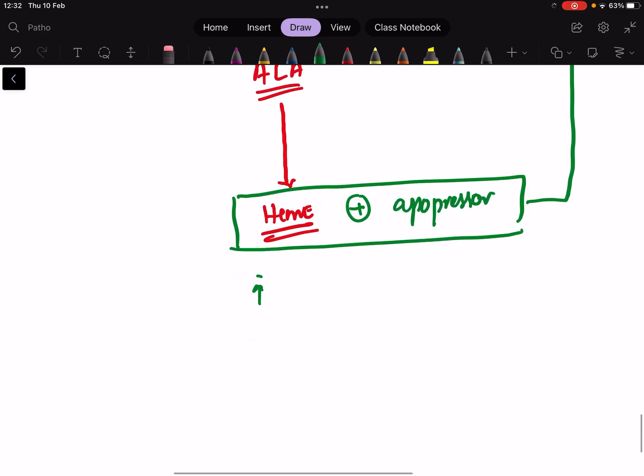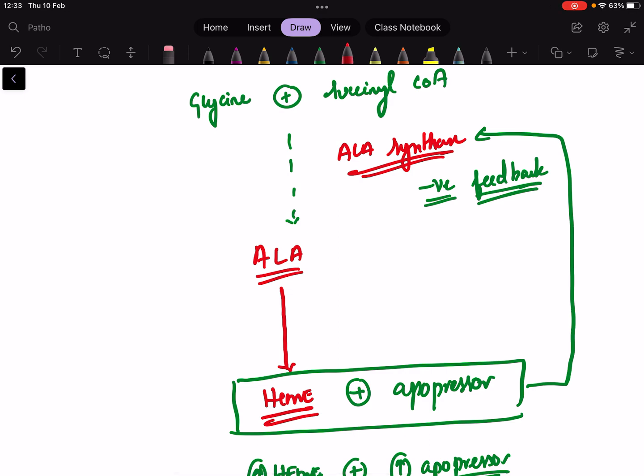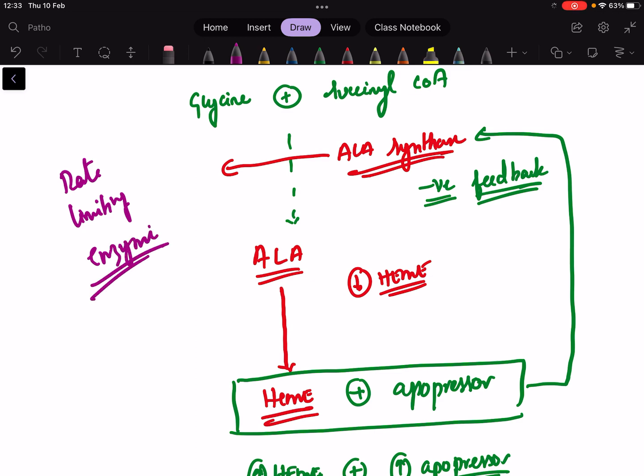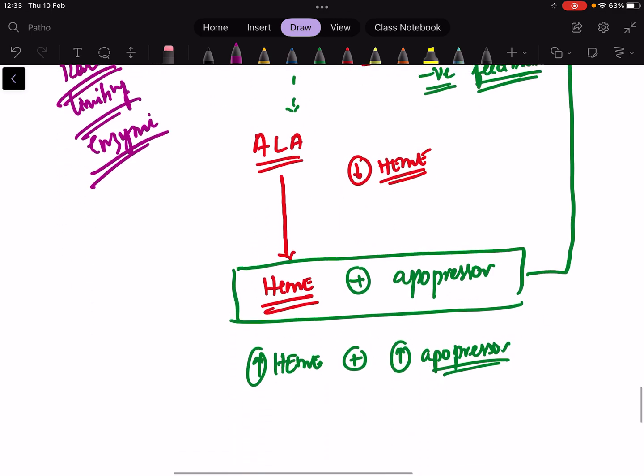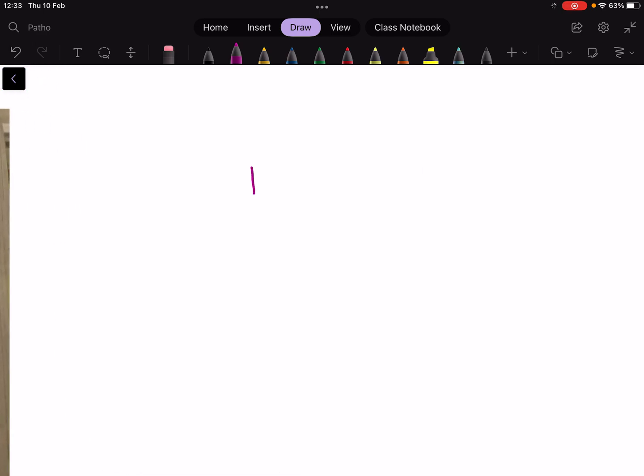So if there is increased heme synthesis in your body, it will react with your aporepressor. Now this aporepressor can go and negatively inhibit the ALA synthase enzyme. Hence there will be decreased heme synthesis. Hence the ALA synthase is called your rate limiting enzyme. So that was about the heme synthesis. In my next video I'll be going to talk about different types of porphyrias, so please watch that one.